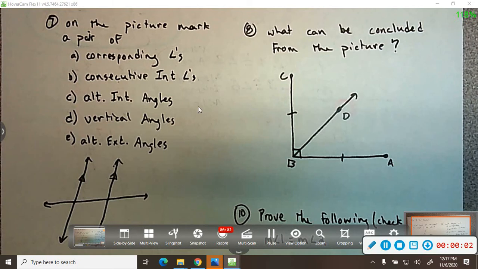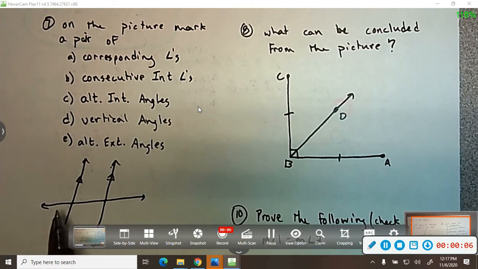So on the picture, mark a pair of corresponding angles. So I might say this angle and this angle are corresponding. Consecutive interior, that'd be this one and this one. Alternate interior, that'd be this one and this one. Vertical, those are X angles. And alternate exterior, I could say this one and this one.